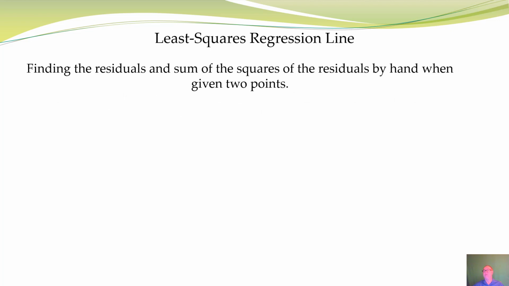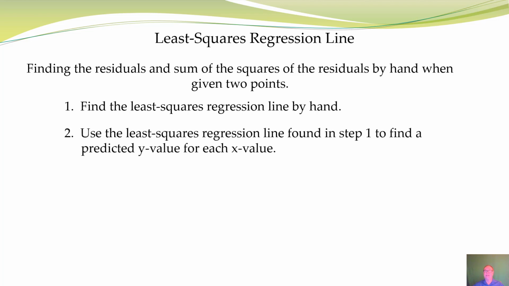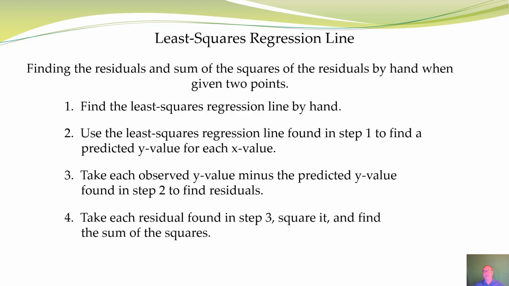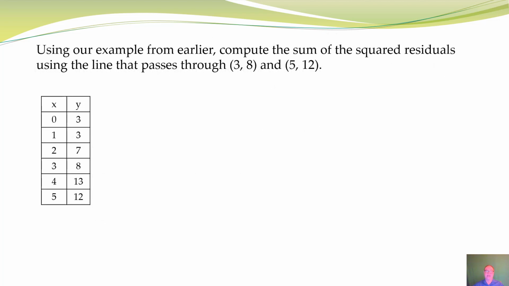Finding the residuals and sum of the squares of the residuals by hand when given 2 points. Step 1: find the least squares regression line by hand. Step 2: use the least squares regression line found in step 1 to find a predicted y value for each x value. Step 3: take each observed y value minus the predicted y value found in step 2 to find residuals. Step 4: take each residual found in step 3, square it, and find the sum of the squares. An example: this is x, y, and you're to find the line that passes through 3, 8, 5, 12.